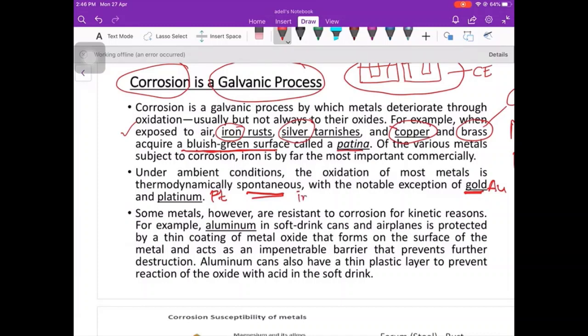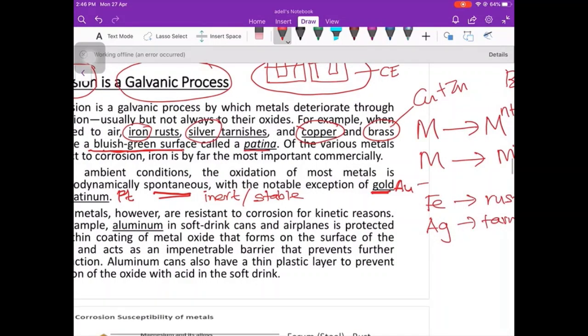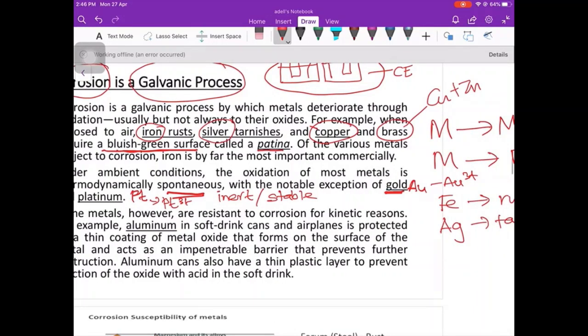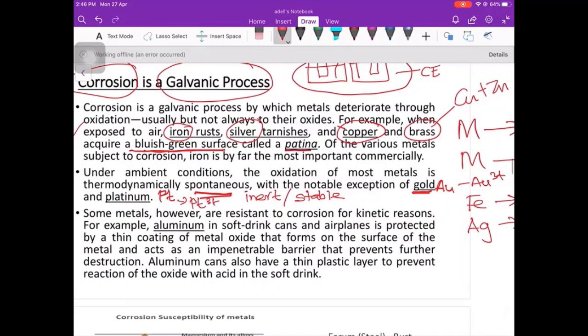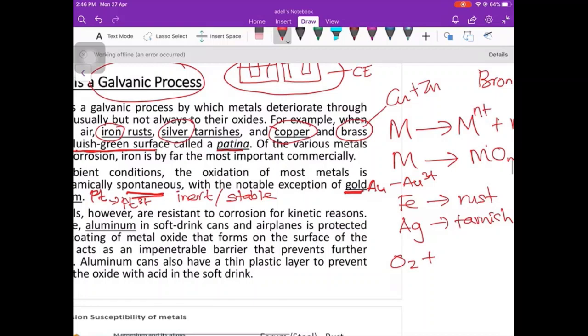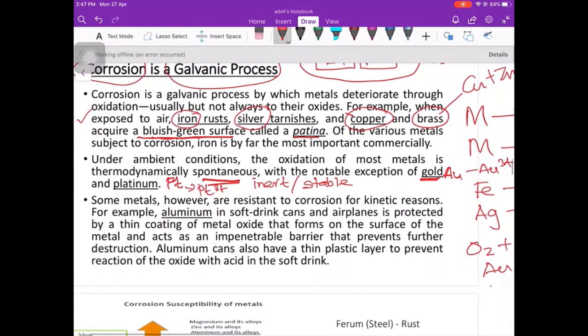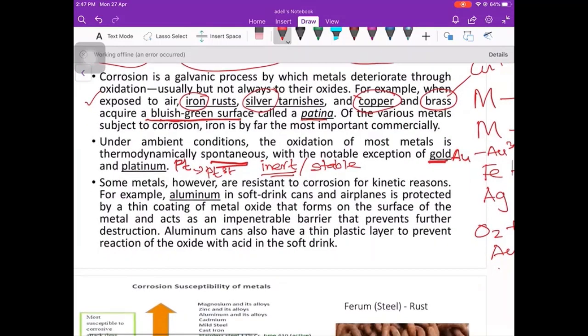These two metals are inert and very stable. They won't oxidize to their ions, for example Au to Au+ or Pt to Pt3+. They can oxidize only if a strong oxidizing agent is present, such as permanganate or hydrogen peroxide. In a normal environment, for example in the presence of O2 plus water, gold will not oxidize to its ion, and neither will platinum.